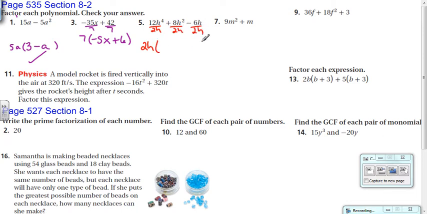So when I divide by 2h, 12 divided by 2 is 6. H to the fourth divided by h to the first is h cubed, because another way of doing it is to subtract the exponents. Positive 8 divided by 2 is positive 4. The h on the bottom cancels one of the h's on the top, leaving me with an h. Negative 6 divided by 2 is negative 3, and the h's are going to cancel each other out.